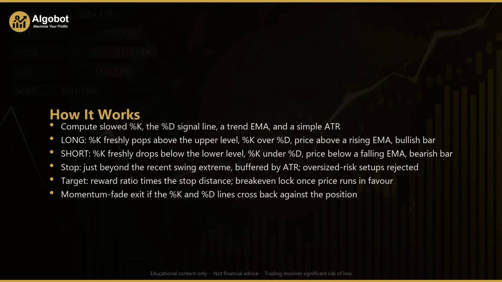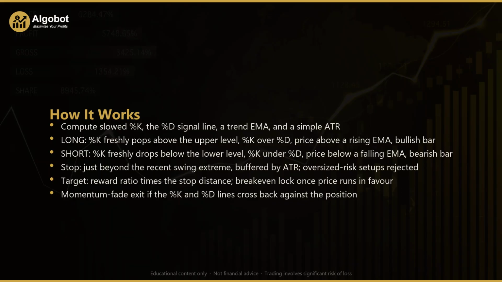Risk control is where a lot of the design effort sits. The stop is placed just beyond the recent swing extreme, then pushed a little further by a fraction of ATR for breathing room. If that stop distance would exceed the maximum allowed multiple of ATR, the setup is simply rejected, which keeps per trade risk bounded and comparable across markets. The take profit is set at a reward ratio, defaulting to 1.8 times that stop distance.